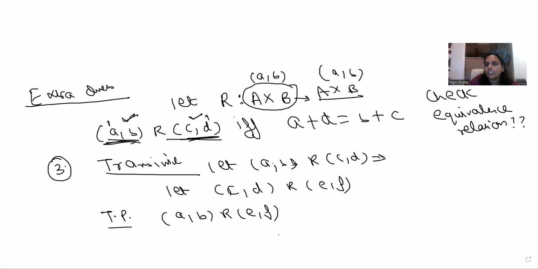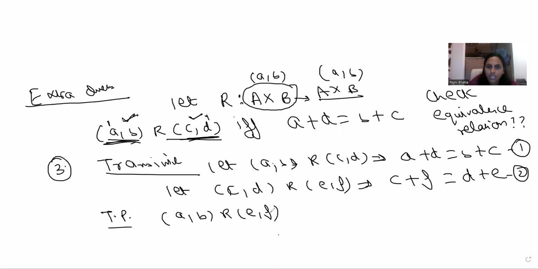AB related to CD implies A plus D is equal to B plus C. CD related to EF implies the sum of the first and the last term is equal to the sum of the middle two terms. So we'll mark this as 1, we'll mark this as 2. And what do we need to prove? We need to prove the sum of the first and the last term is equal to the sum of the middle two terms. We need to prove that A plus F is equal to B plus E. How can we do that?